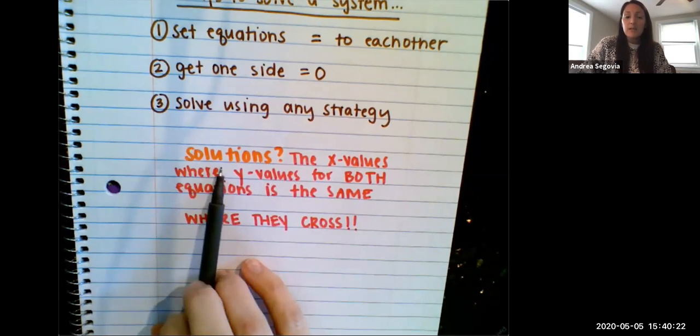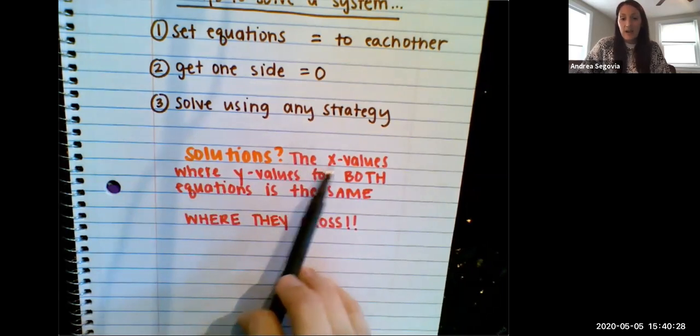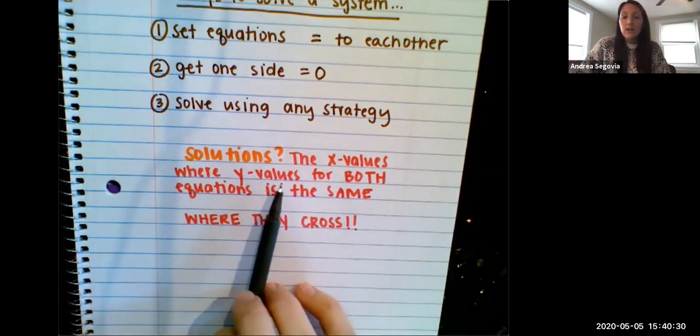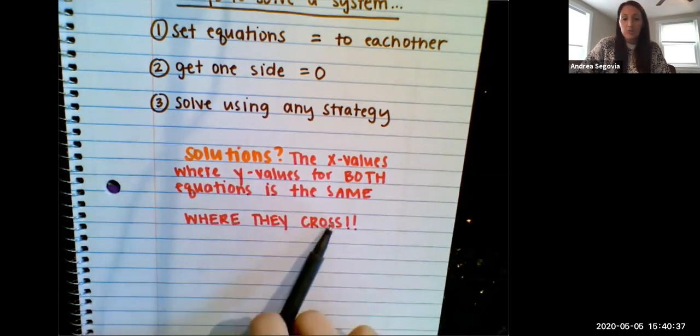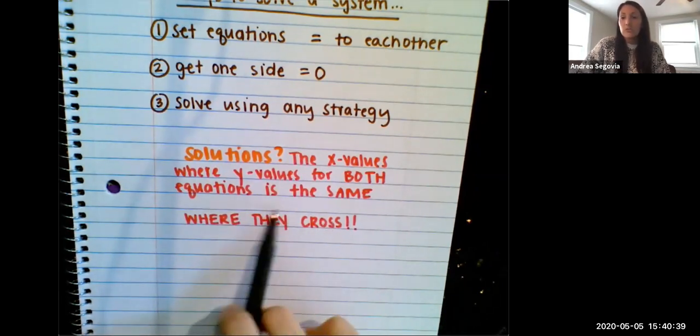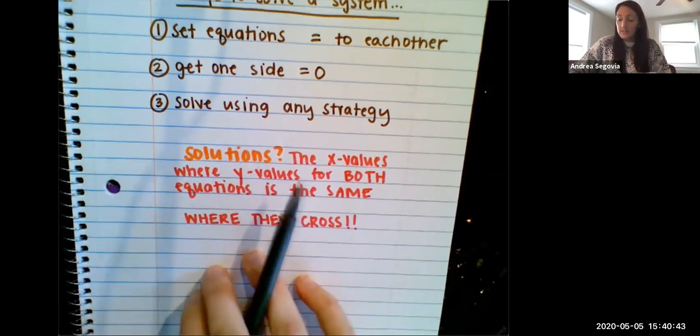What does that mean? Well, you found 1 or 2 solutions. And those represent the x values where the y values for both equations are the same. This essentially is where they cross. Where do these graphs cross? And what x value is that? So let's look and see what this would look like.